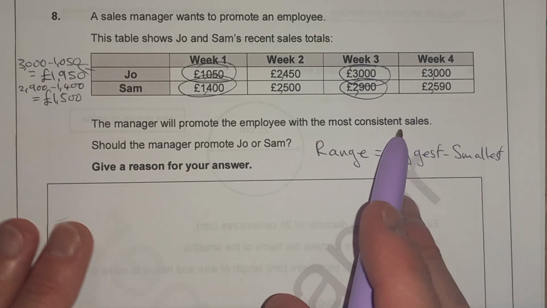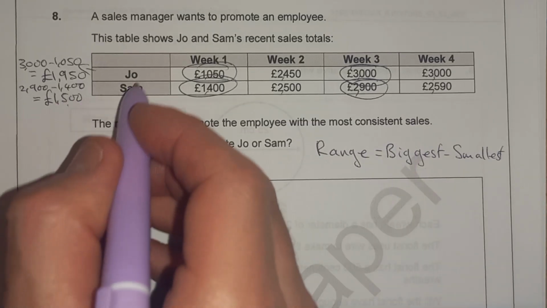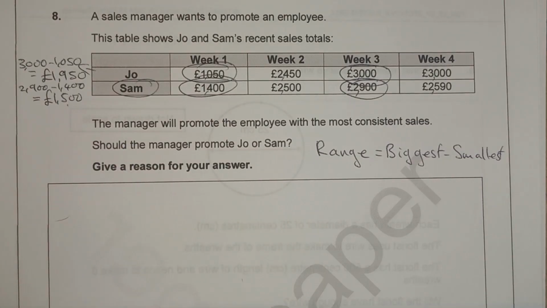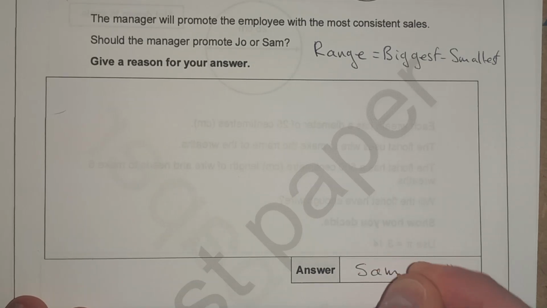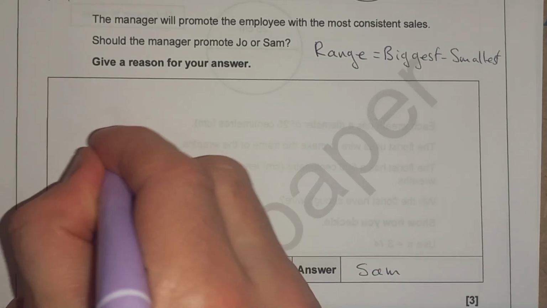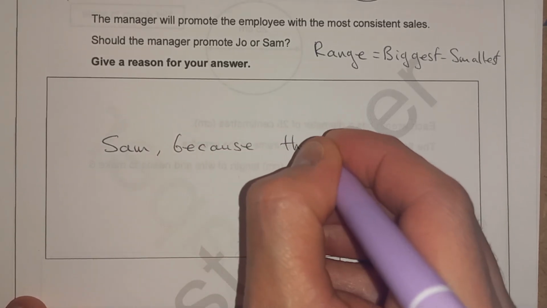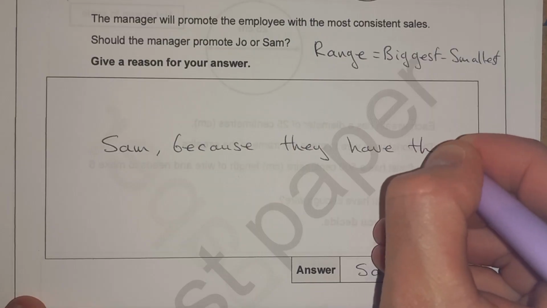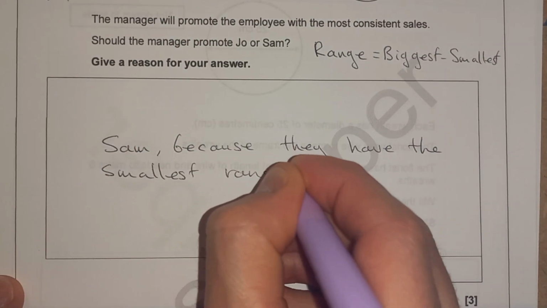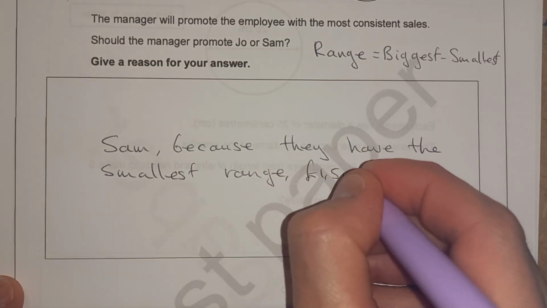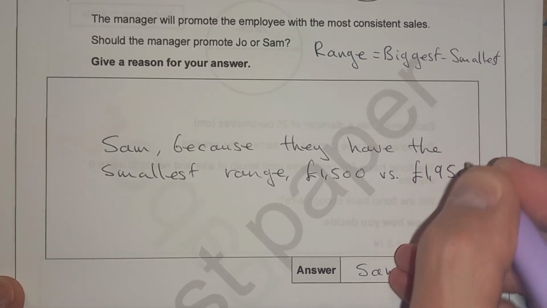The manager will promote the employee with the most consistent sales. That's the smallest range, so it's going to be 1,500, which is Sam. So should the manager promote Joe or Sam? Sam. But it does say give a reason for your answer. So we can say Sam because they have the smallest range, and we can put 1,500 versus 1,950.